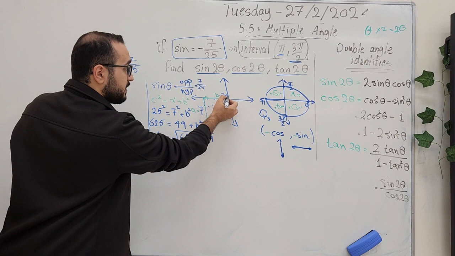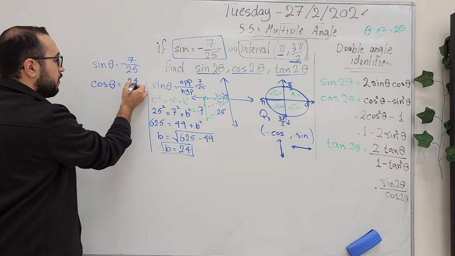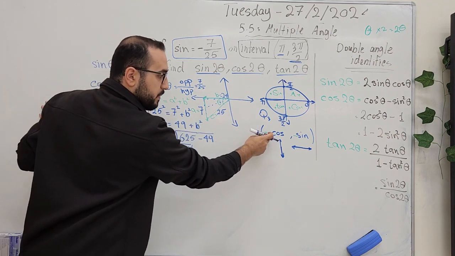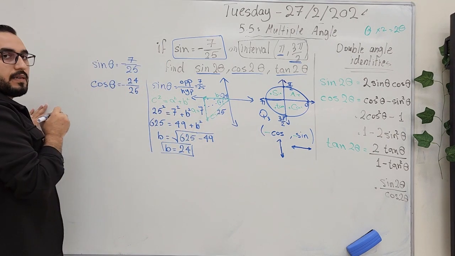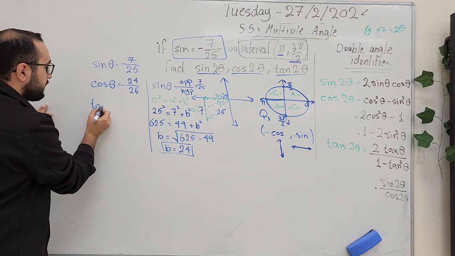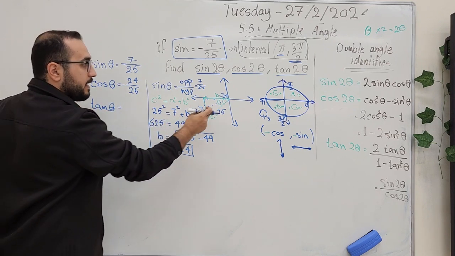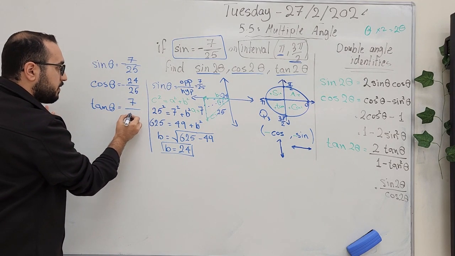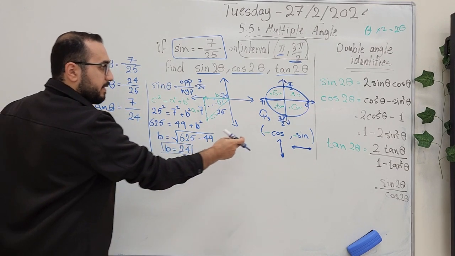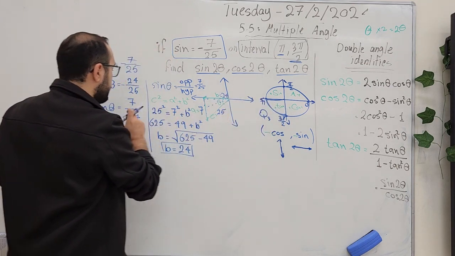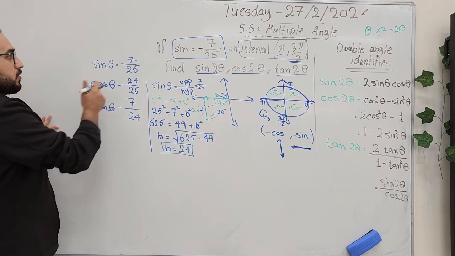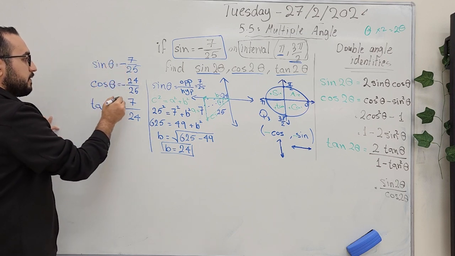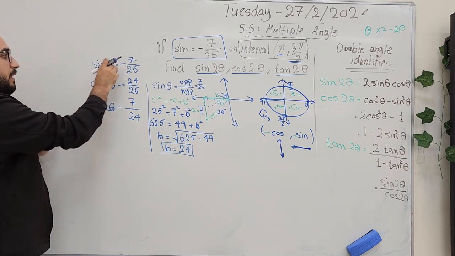So this is the angle. Adjacent is 24 over hypotenuse 25. And I told you cosine should be negative. Now tangent. What's the tangent ratio? Tangent is the opposite over the adjacent, which is 7/24. In this quadrant, tangent is positive. So now sine here is negative, cosine is negative, and tangent is positive. Now I have the trigonometric ratios.